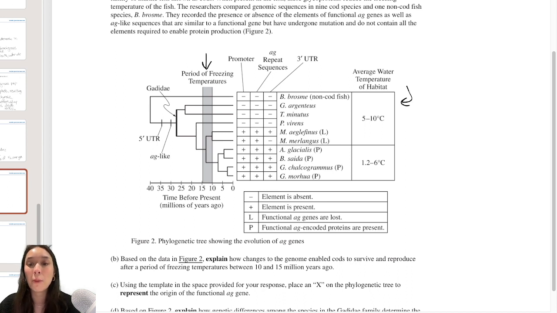So you can see that these top ones usually live at about 5 to 10 degrees Celsius, while these bottom ones live at 1.2 to 6 degrees Celsius, so a little bit colder. And then finally, you have this L and this P here.